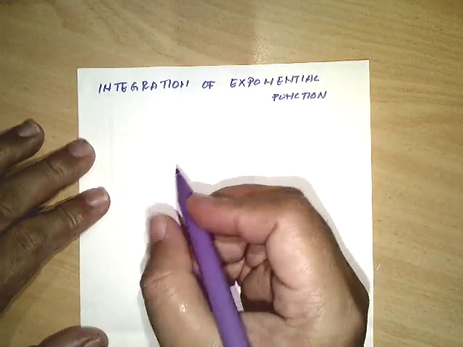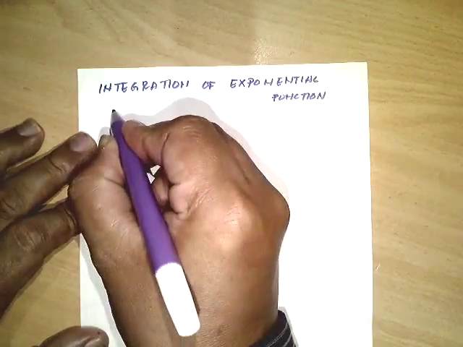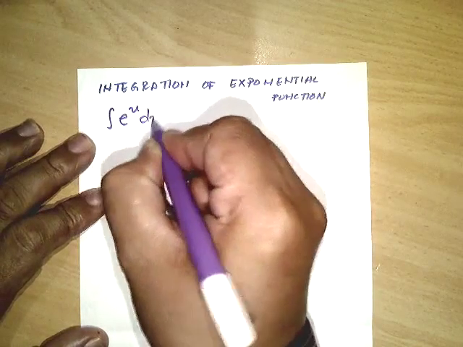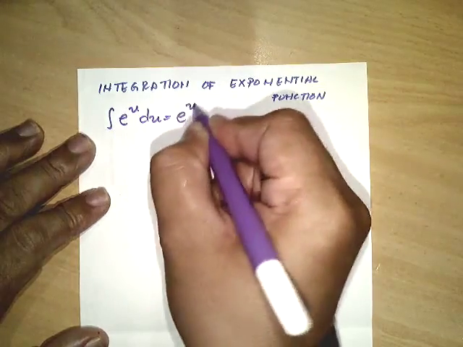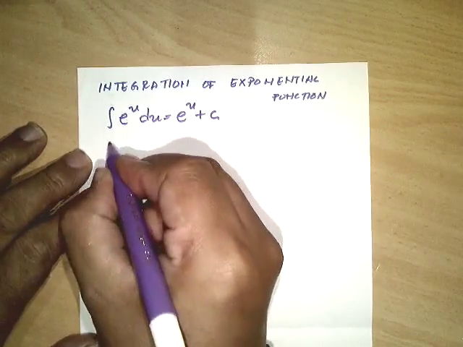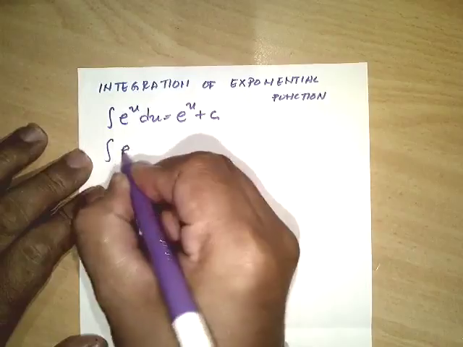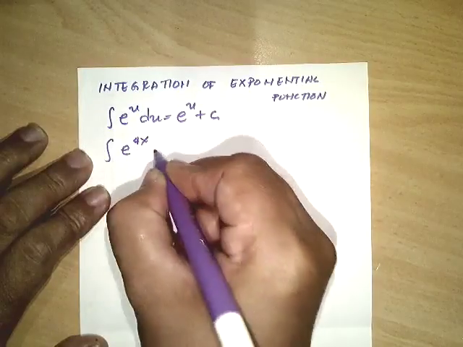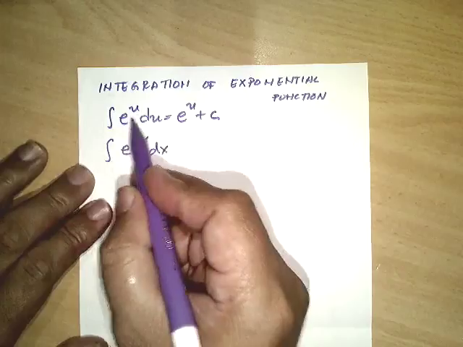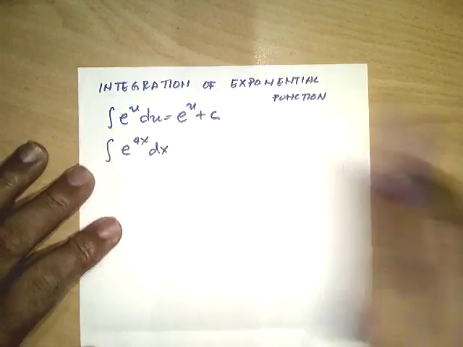Integration of exponential function. The formula for the integration of exponential function is the integral of e to the u du equals e to the u plus c. For example, you have the integral of e to the 4x dx. Here, again, your u is the exponent of your e.